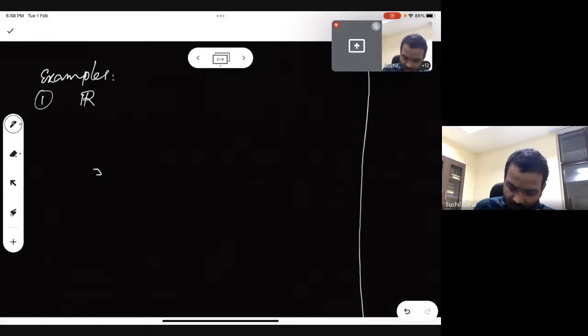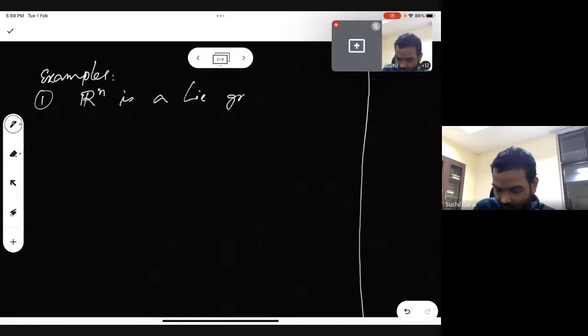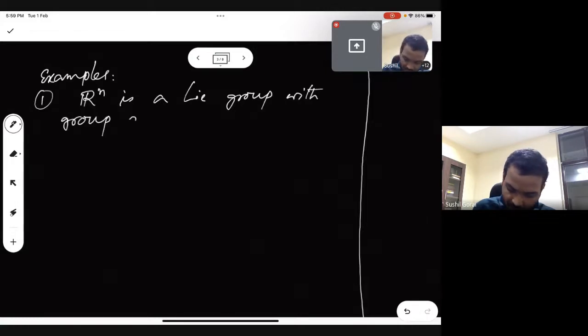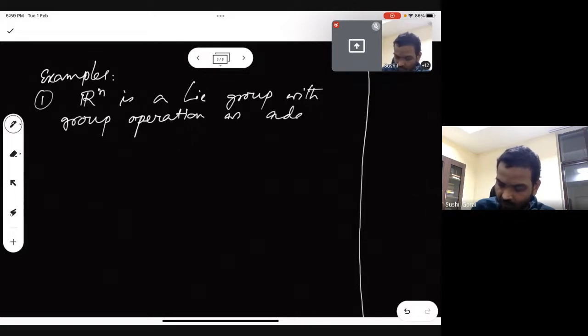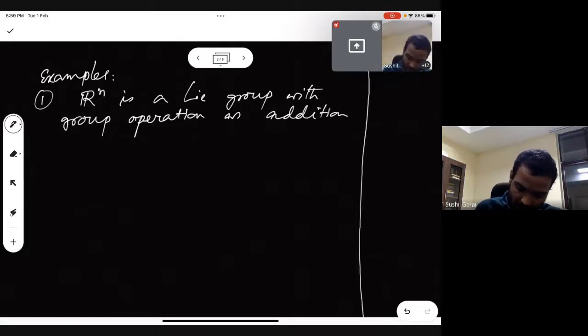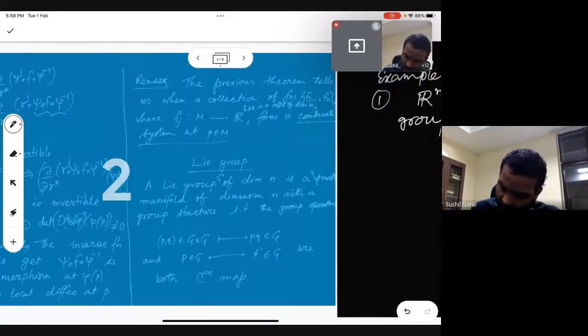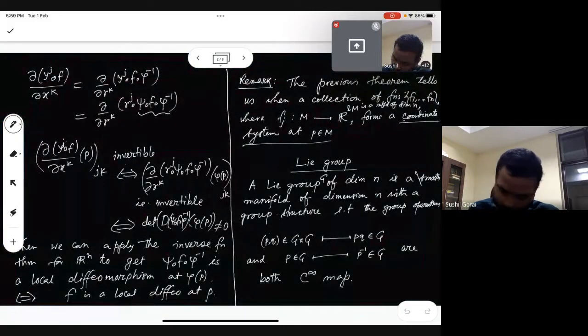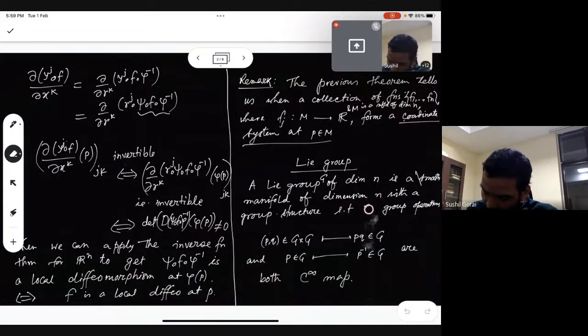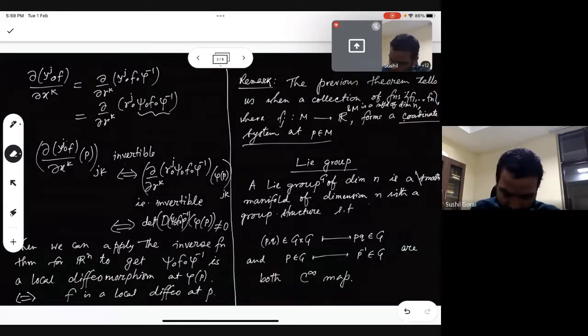On Rn with the usual structure, Rn is a Lie group with group operation as addition. Maybe I should write the following maps instead of the group operation.